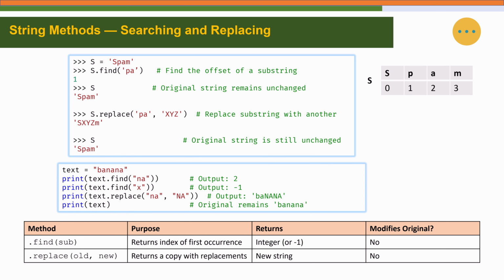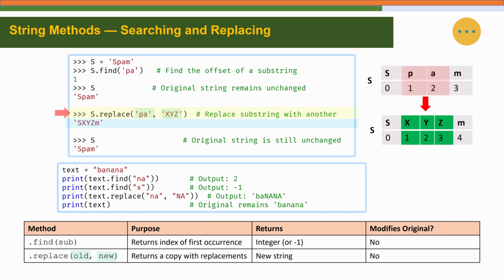Next we have the replace function, which creates a new string by replacing one substring with another. When we write s.replace, Python scans the string, finds the substring pa, and builds a new string that is sxyzm. Notice again that the original string hasn't changed, it is still spam. This behavior enforces that strings are immutable. Both find and replace return new values without modifying the original object. These methods are commonly used in real world tasks like searching within documents or cleaning and formatting data. Here find returns the first index of the string na, that is 2. When we try to find x, it returns -1 because the substring doesn't exist. The replace method replaces all non-overlapping occurrences of na with capital Na, giving this string, but again the original text remains as it is.